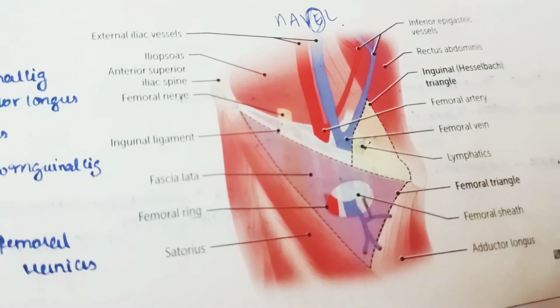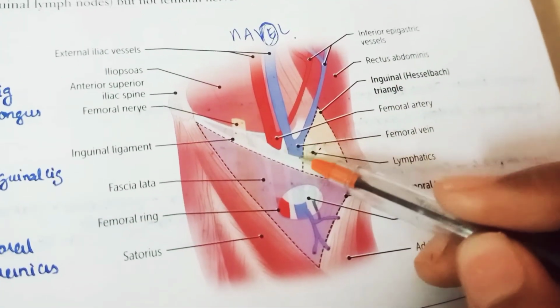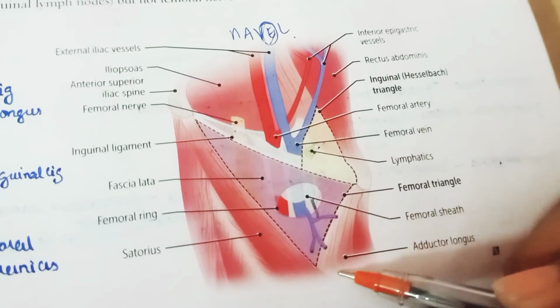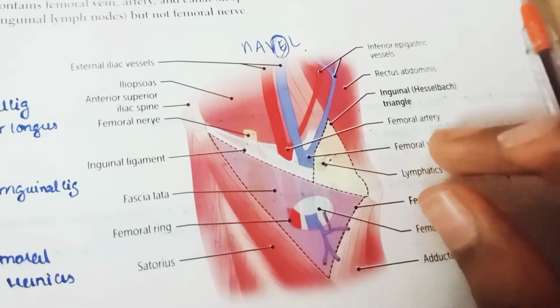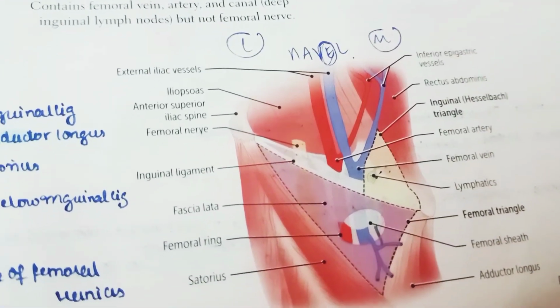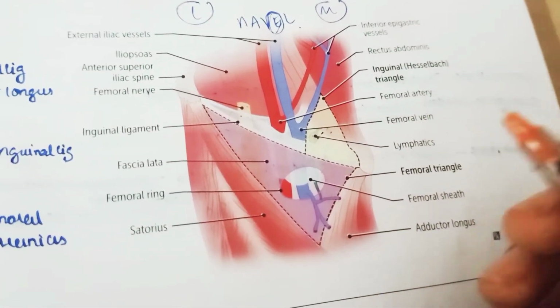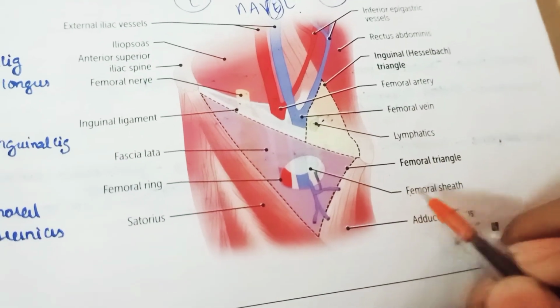So you can remember NAVEL as a mnemonic, or you can remember "venous near penis." That means the femoral vein is near the penis, towards the medial side. So this runs from the lateral to the medial side of the femoral region. The femoral region has two important structures: one is the femoral triangle and one is the femoral sheath.